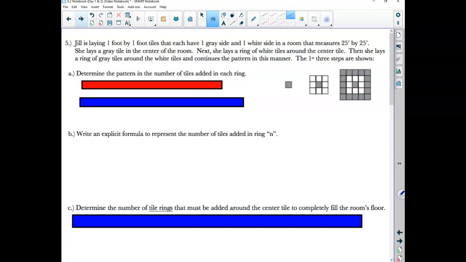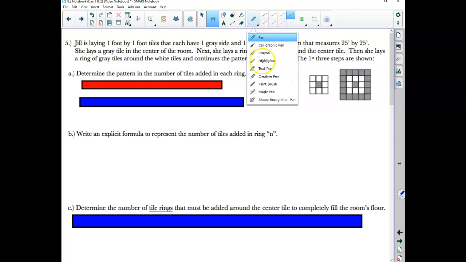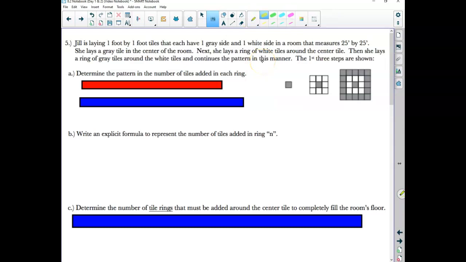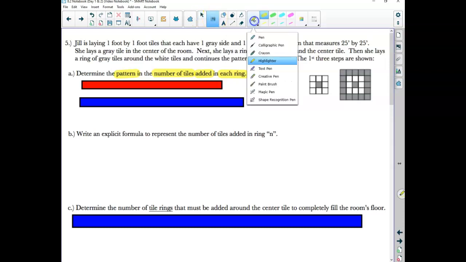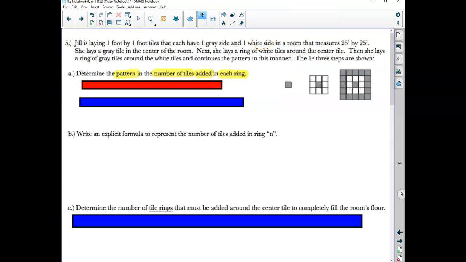So we want to determine the pattern in the number of tiles being added to each ring. Determine the pattern in the number of tiles added to each ring. Okay, so we're looking at how many tiles are added per ring. And what we're going to do is, okay, n is going to obviously represent the number of tiles added in each ring. That's what n is. So we need to think about this.